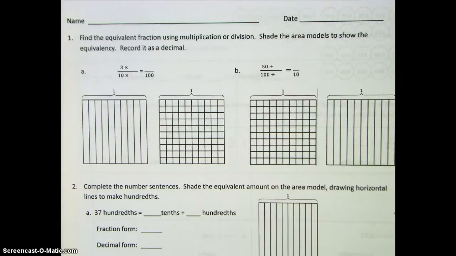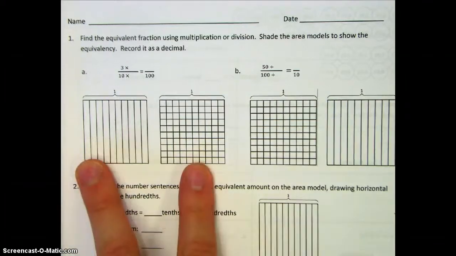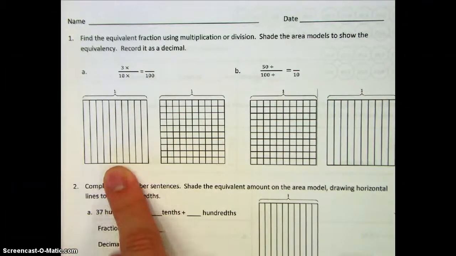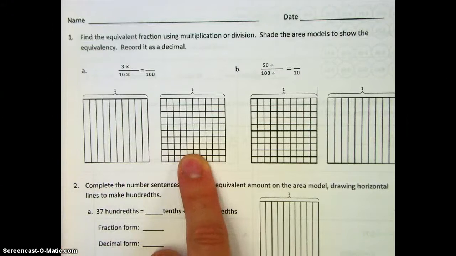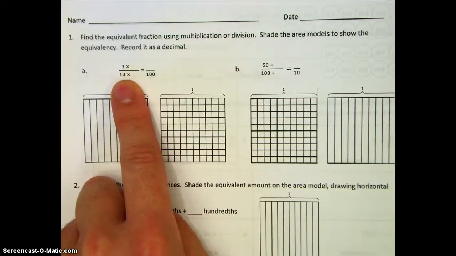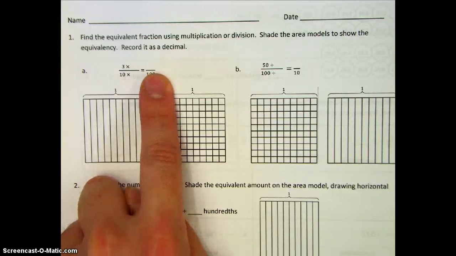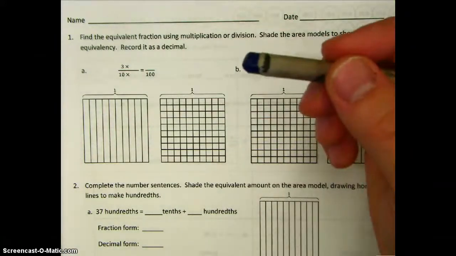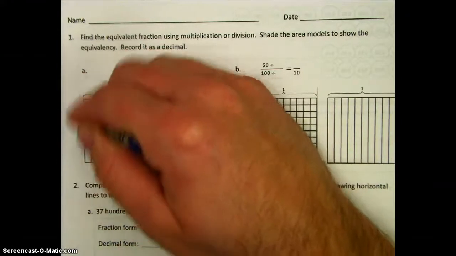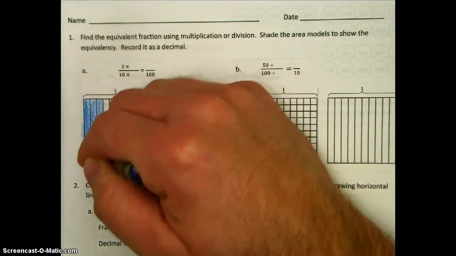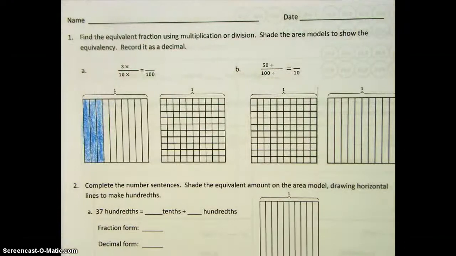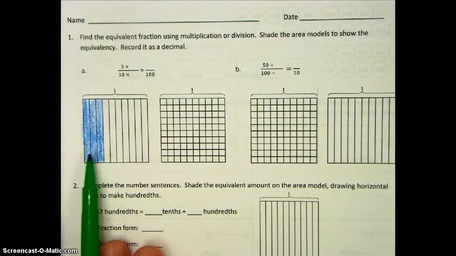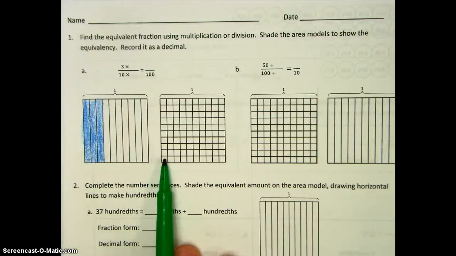So looking at letter A, notice that we have two separate area models. One's been divided up into tenths, and one's been divided up into hundredths. So you can see from our first problem here, we're starting off with 3 tenths, and then turning it into hundredths. Looking at our first area model, we're going to shade in 3 tenths. And then there's our 3 tenths. Now, notice how each tenth has then been divided up into 10 sections, making hundredths.